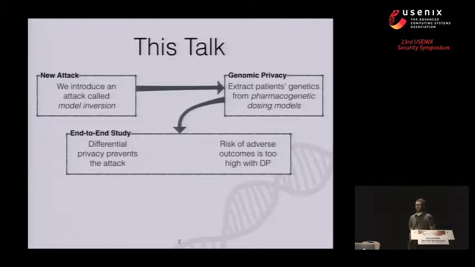case study of privacy mechanisms in medicine, where on the one hand, we show that one particular countermeasure, differential privacy, can prevent this attack. But on the other hand, patients who are dosed with these private models are at increased risk of adverse outcomes in this medical application.